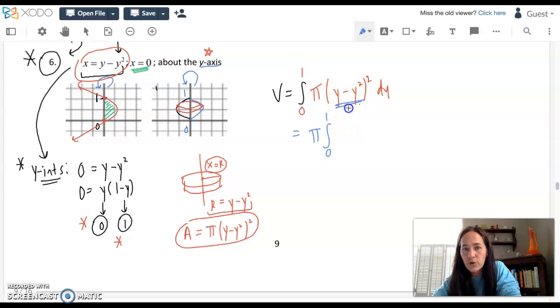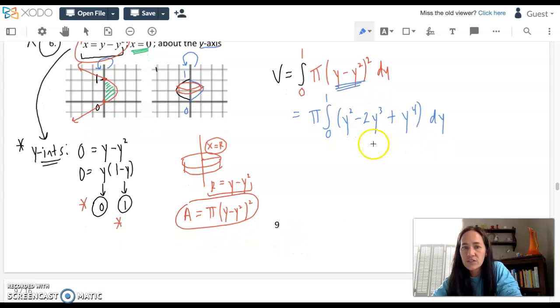So this gets foiled with itself. It's going to be the first term squared, y squared, minus double the product if we multiply the two of those. So when you FOIL it, minus 2y to the third, plus the last term squared, so plus y to the fourth. Getting rid of that power on the outside. Now I guess just integrate term by term, right? Leave the pi and integrate y squared.